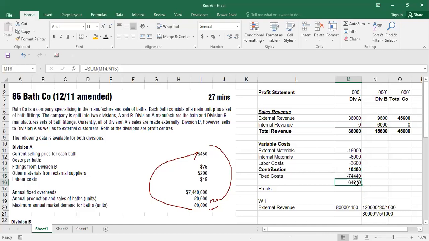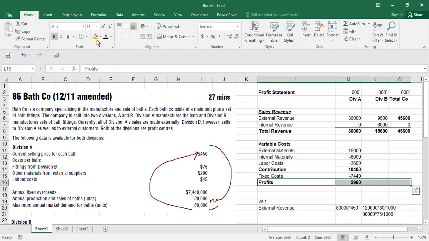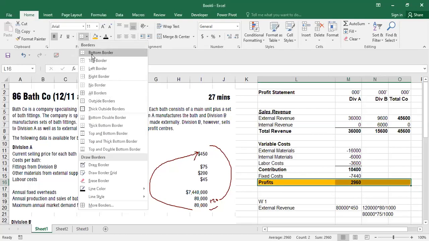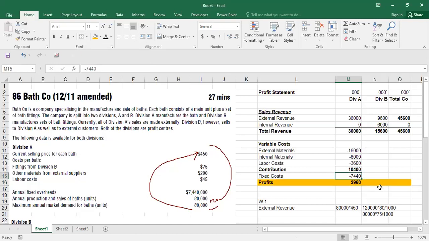Okay, it's wrong. I add it up. Oh, so it is not like this. And we get here your profit. So this is the profit for division A. So we make this line like this, and we put it like this. And we also make a little bit of formatting. So division A is done.